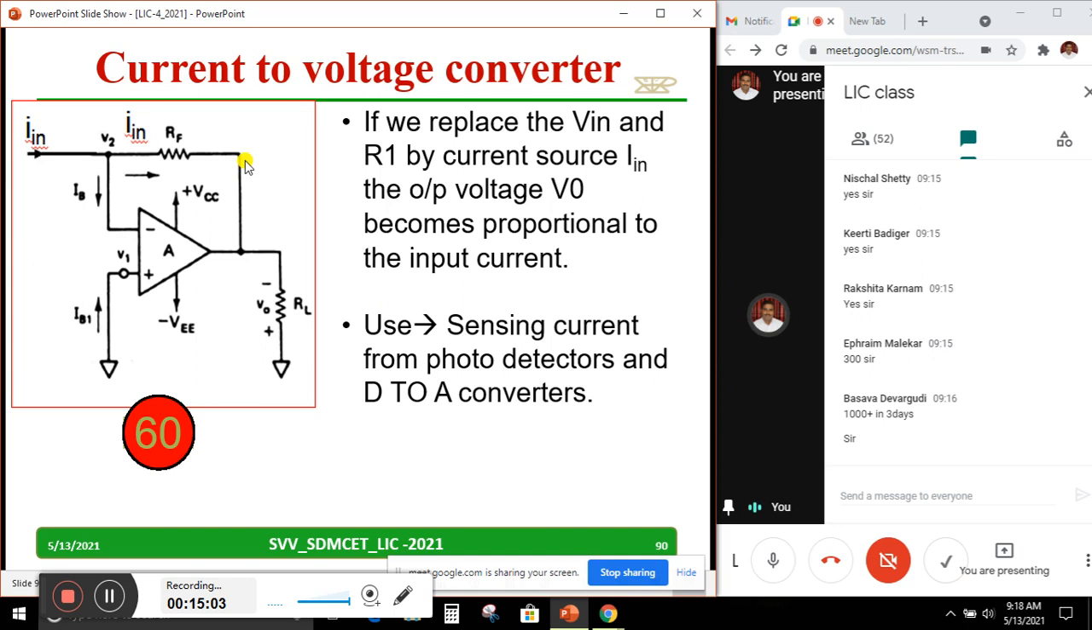This is already there. Take a heading. And we replace the Vin and R1 by a current source In, the output voltage V0 becomes proportional to the input current. This we have discussed. These are all used in sensing current from a photodetector and in D2A converters. Again, I am telling these things in detail. In the last unit, we are going to discuss D2A converters in depth.